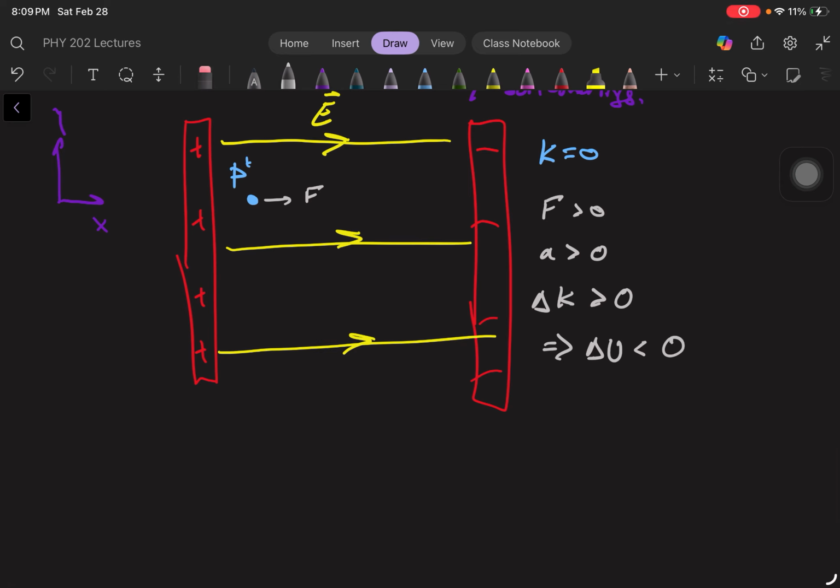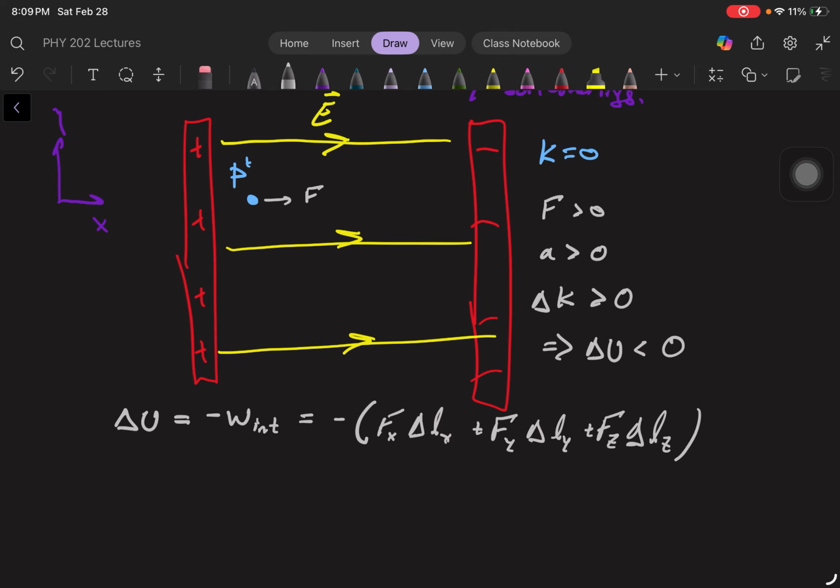And if we wanted to take a look at that, we could say delta U, and just as a reminder, that's the negative of the internal work done, is going to be negative Fx delta Lx plus Fy delta Ly plus Fz delta Lz.